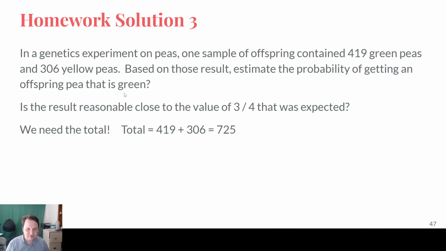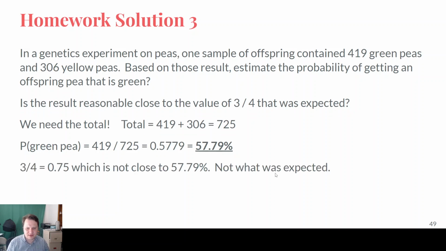We want the probability of getting a green pea. So that's going to be 419 divided by the total. And so you get a result of 57.79%. Now they were saying, is that close to 3 out of 4 that was expected?